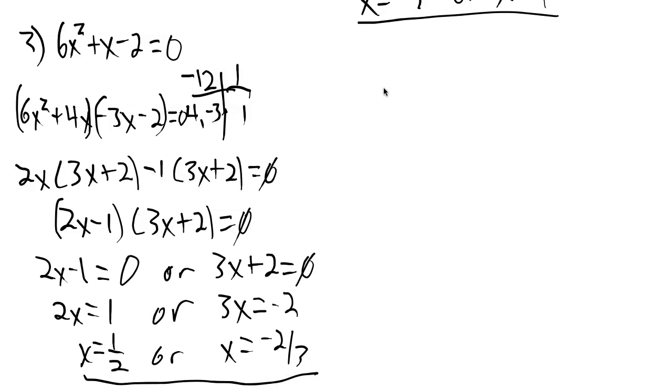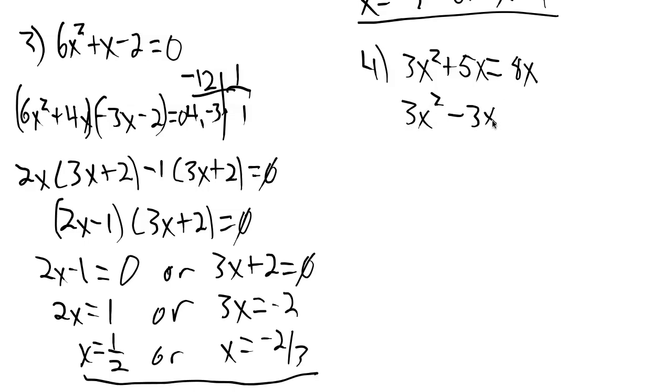Right, problem 4. We're given 3x squared plus 5x is equal to 8x. What do we have to do? Well, we have to make sure that this is equal to 0. So we're going to subtract 8x, and this becomes 3x squared minus 3x is equal to 0.